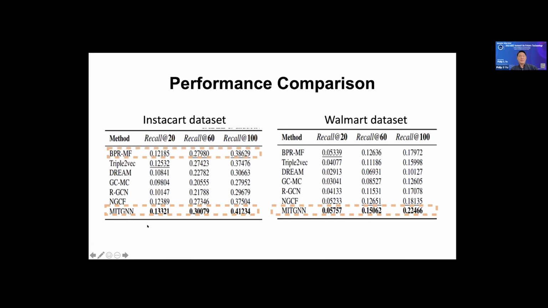Compared with traditional collaborative filtering, we do not really take the context of the basket into consideration, so their accuracy will be lower.